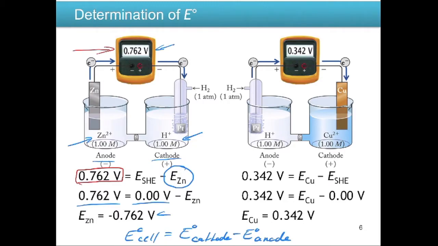Now we can do the same thing with the copper half reaction, except in this case, the standard hydrogen electrode ends up being the anode, whereas the copper ends up being the cathode. So we'll use the same equation we used before. We know the overall voltage from hooking this up, right? So we get 0.342 volts. We're trying to figure out what the voltage of the copper half reaction is. We know what the voltage of the standard hydrogen electrode is at 0 volts. So if we solve this equation, we end up getting a standard reduction potential for copper as 0.342 volts.